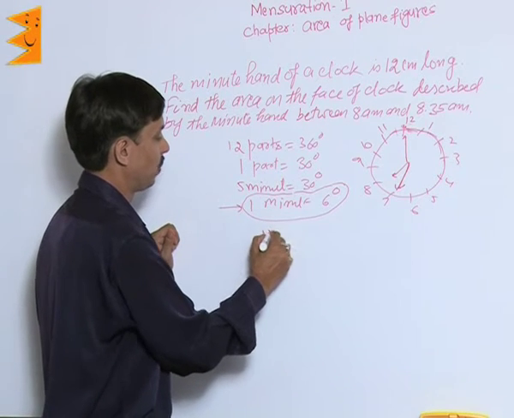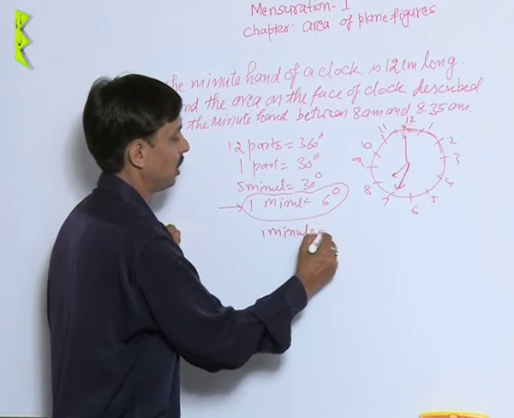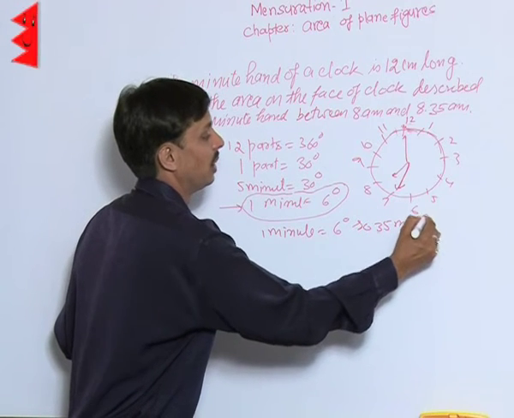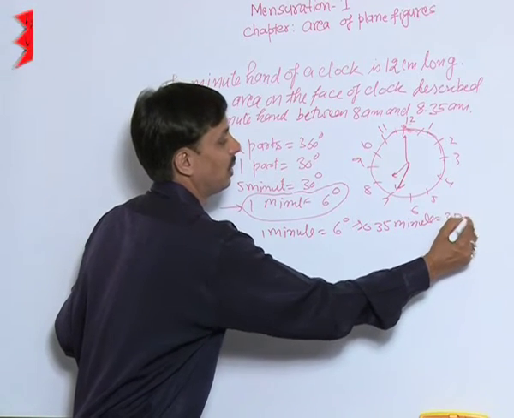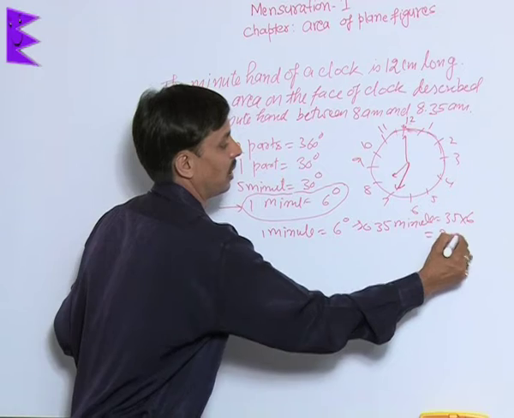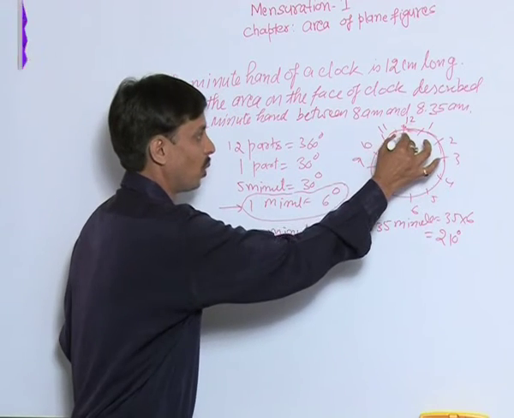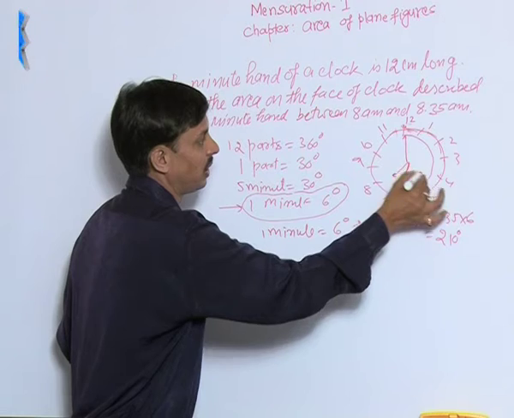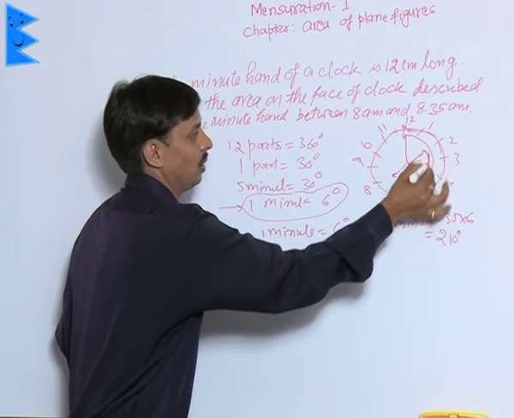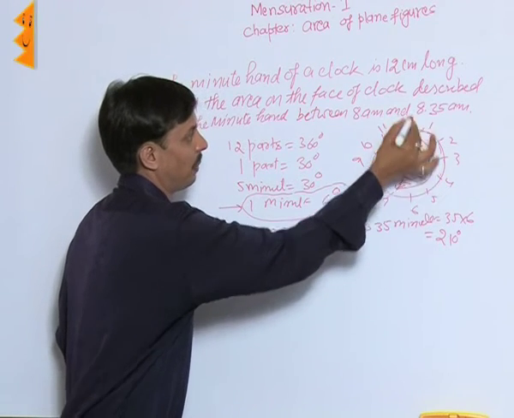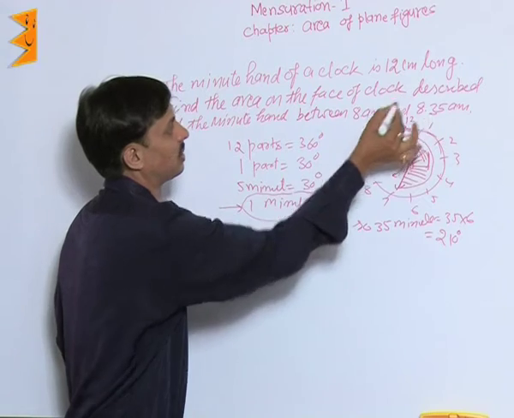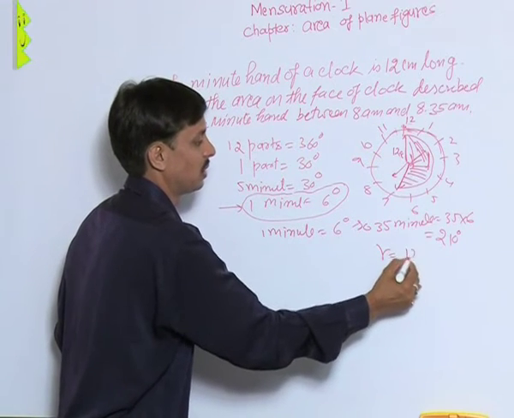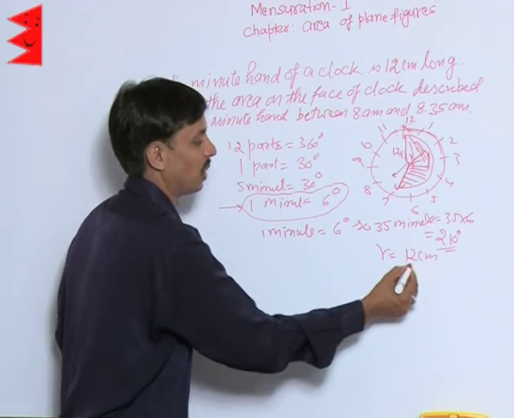As we know that 1 minute is equal to 6 degrees. So 35 minutes are 35 into 6, that is 210 degrees. We want to know that in these 35 minutes, what is the area of the face of the clock swept by the minute hand if its length is 12 centimeter. So we can understand the radius is 12 centimeter, theta is 210 degrees.